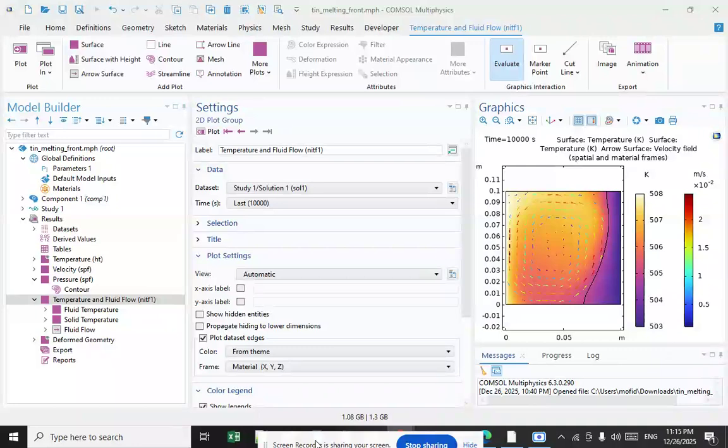In the melt, motion generated by natural convection is expected due to the temperature gradient. This motion in turn influences the front displacement.